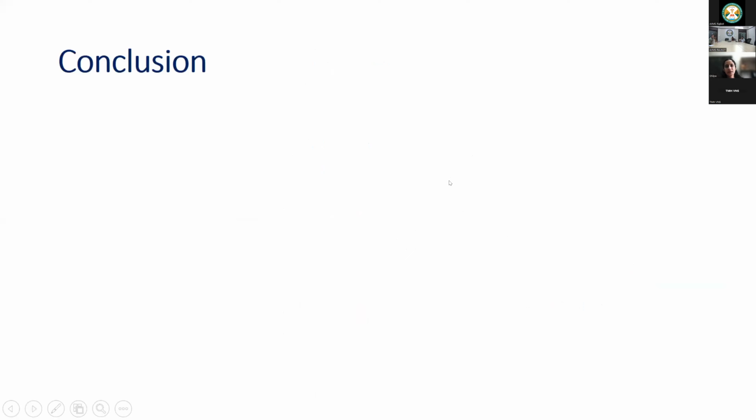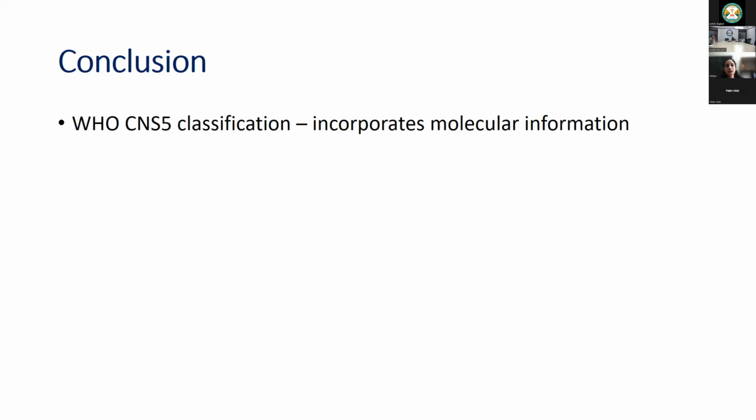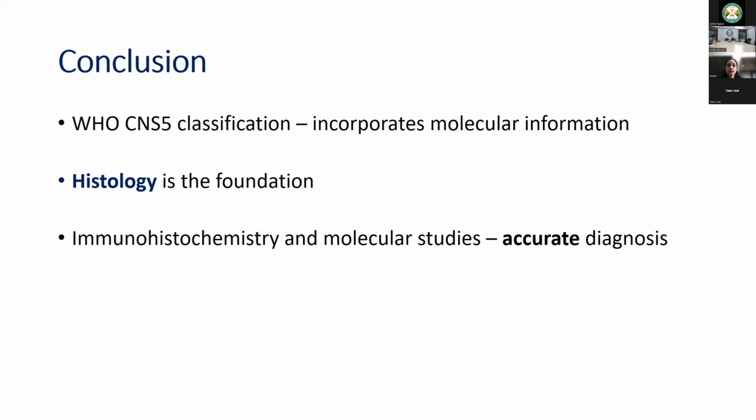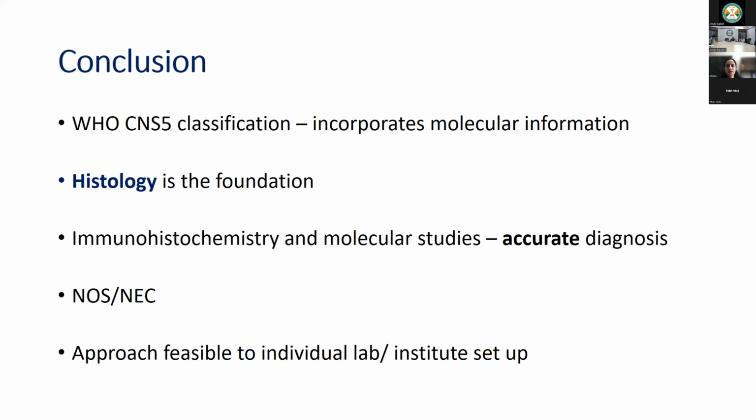So to conclude, the CNS 5 classification incorporates molecular information, although histology is the foundation. Using immunohistochemistry and molecular studies, we can give an accurate diagnosis. But in case in a particular setup molecular studies are not available, we can still give an NOS diagnosis.